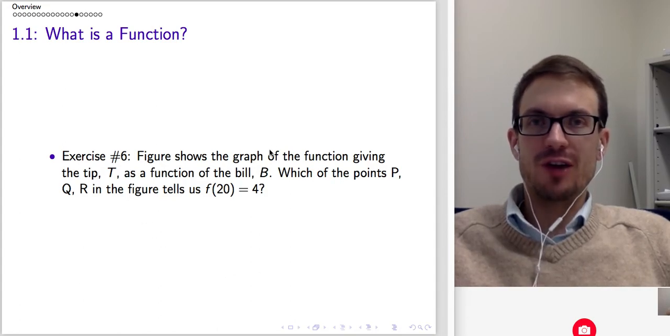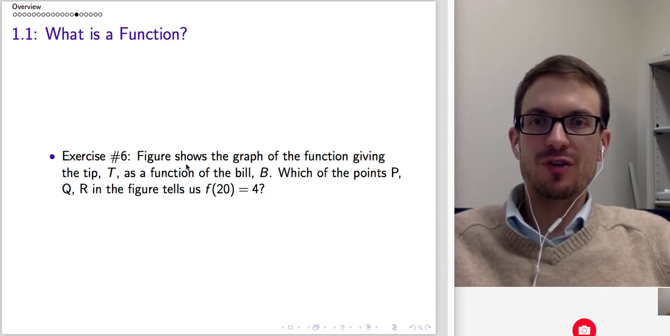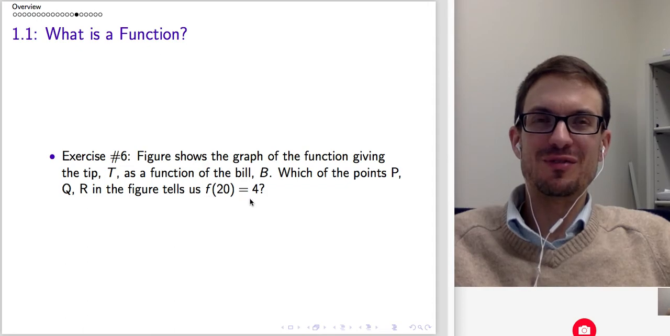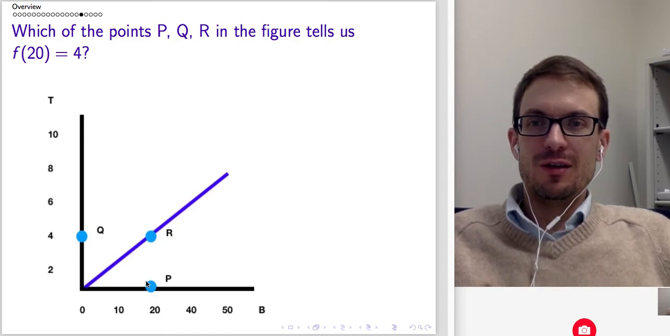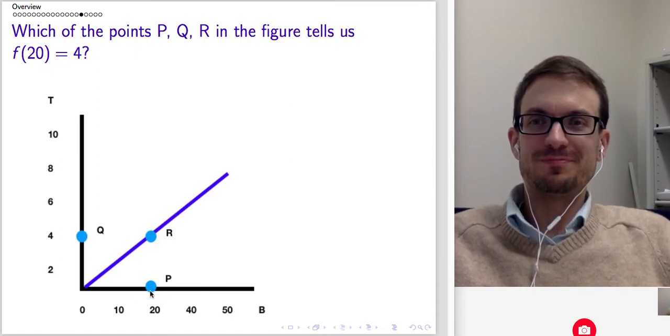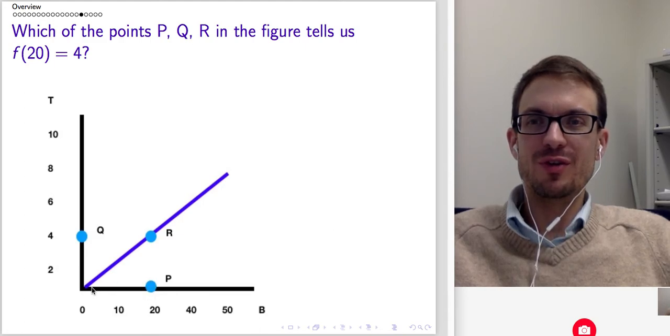Okay, so here's the exercises we did. So exercise number 6, the figure shows the graph of a function giving the tip t as a function of the bill b. Which of the points P, Q, R in the figure tells us f of 20 is equal to 4? Okay, well, here we have b, here we have t. Here's 20, here's 4. This is f of 20 is equal to 0. This is f of 0 is equal to 4.